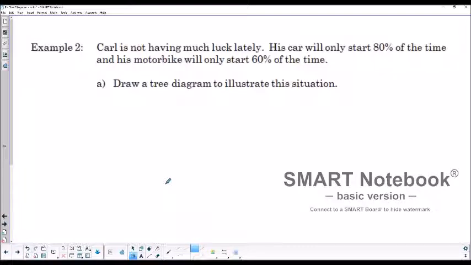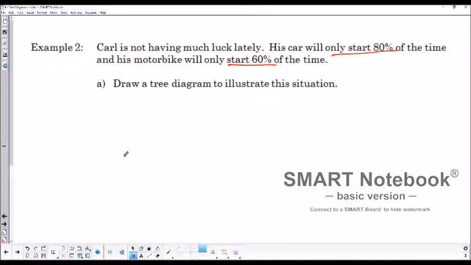Carl is not having much luck with his car or his transportation these days. His car will only start 80% of the time, and his motorbike will only start 60% of the time. Well, this guy's pretty lucky in my books if he has a car and a motorbike, but anyways, if they don't work all the time, then what's the point? So we want to draw a tree diagram to illustrate this situation.